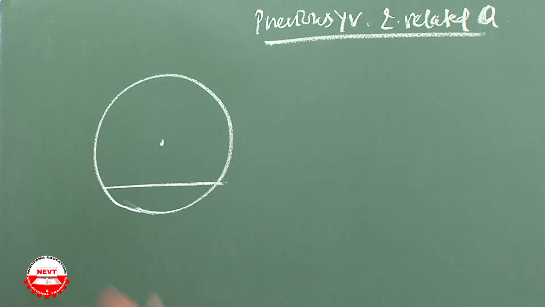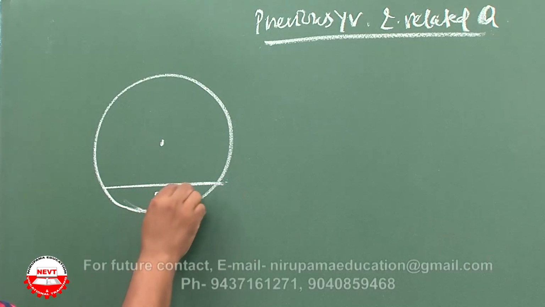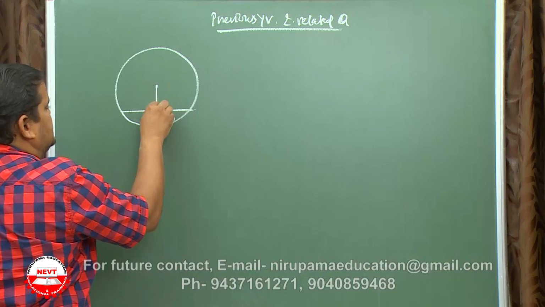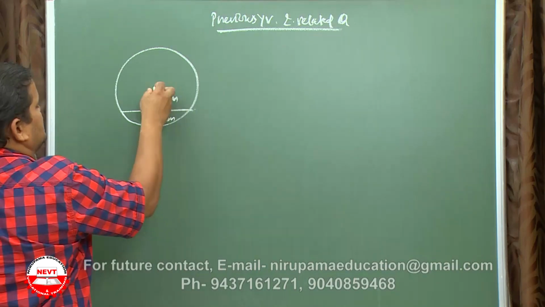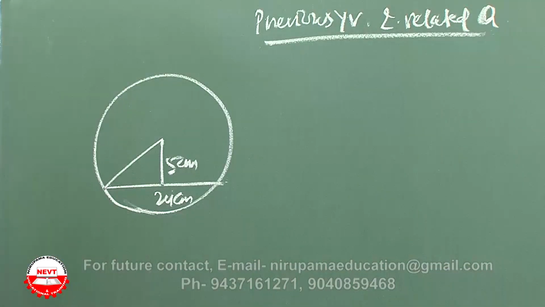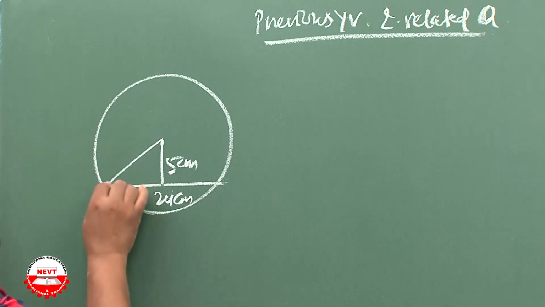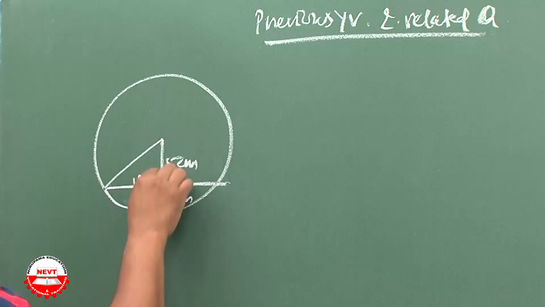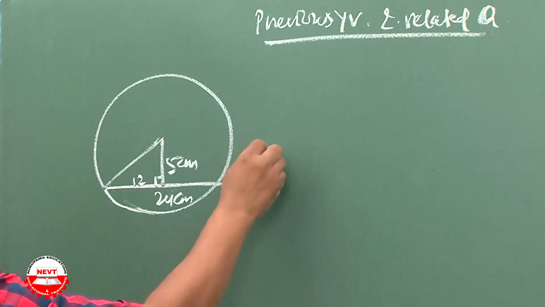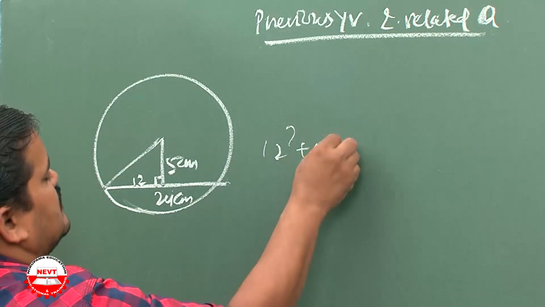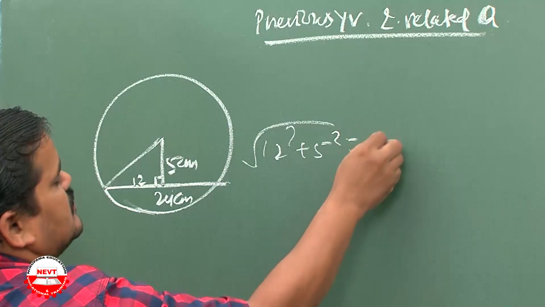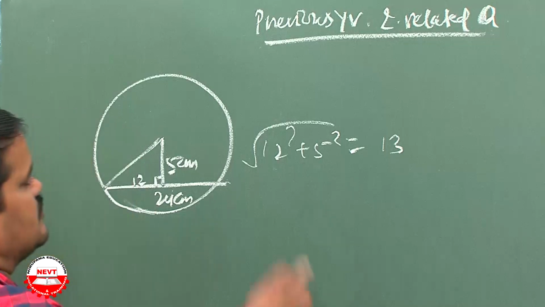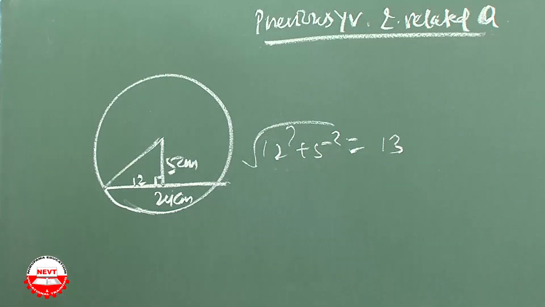If this is the chord, let's say 24 cm, and the distance of the chord from the center is 5 cm, what is the radius? It is very easy. If this is 24, that means this half is 12 and this is 5. So the radius is the square root of 12 squared plus 5 squared, which is 144 plus 25, so 169, and the square root is 13.